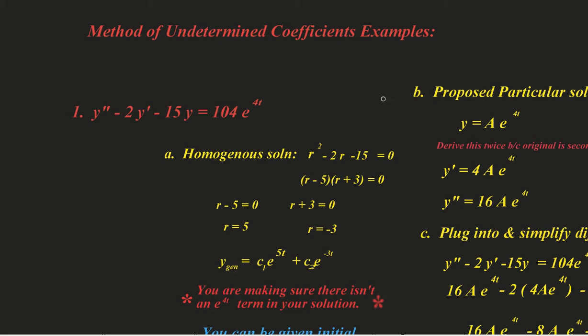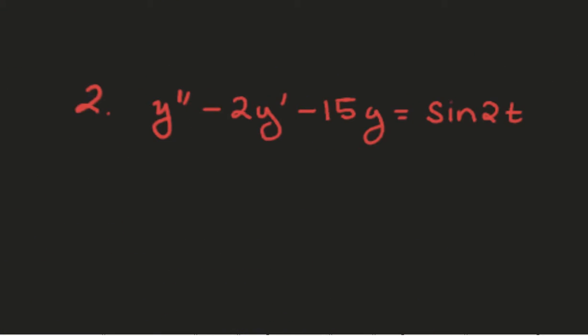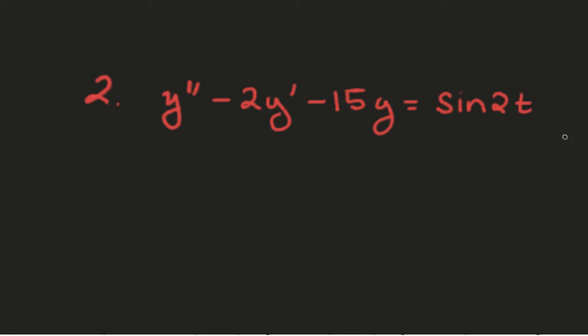Today we're going to look at an example of the method of undetermined coefficients. This is going to be a trigonometric example in which your particular solution is going to be in the form of a sine or a cosine.